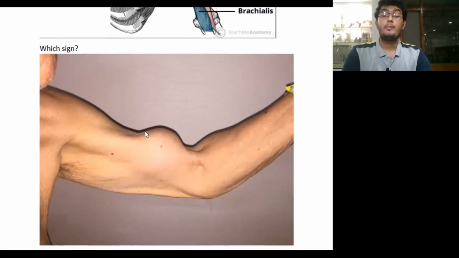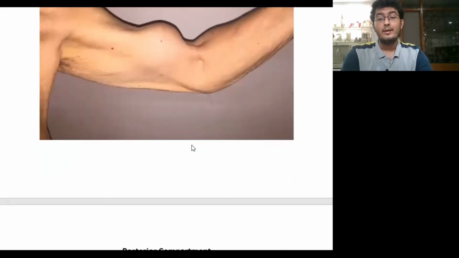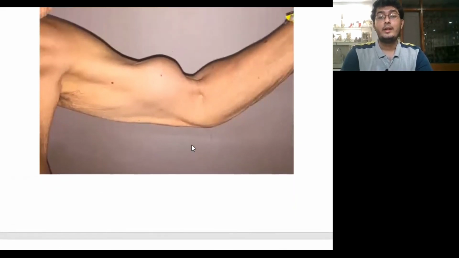This sign is called the Popeye sign. I'm sure you must have seen, if you were born in the 90s, the cartoon Popeye. He used to have ginormous biceps. That is why we call this the Popeye sign. Okay, and with that we are done with the anterior compartment.